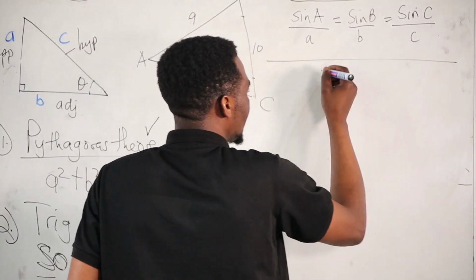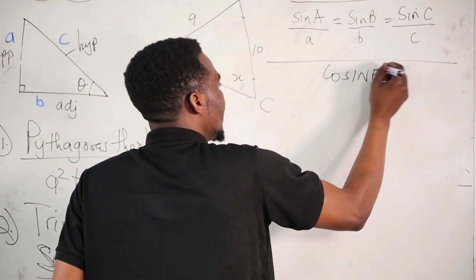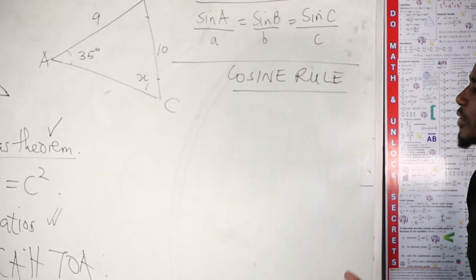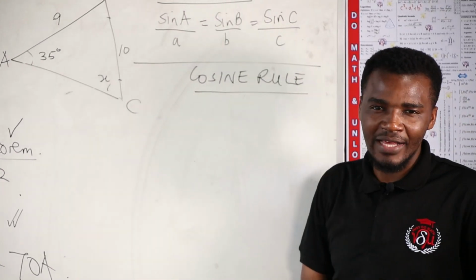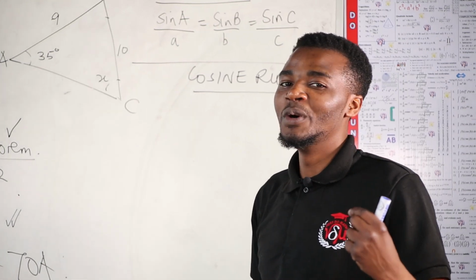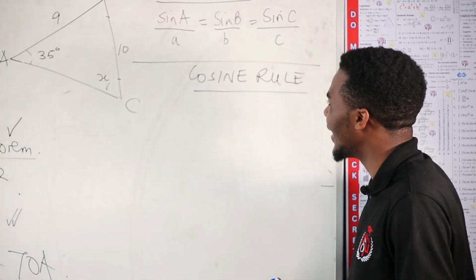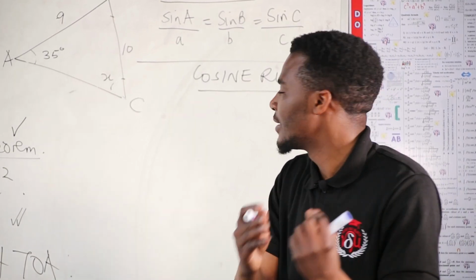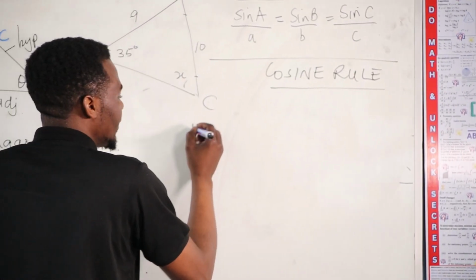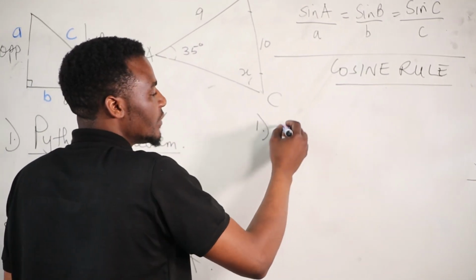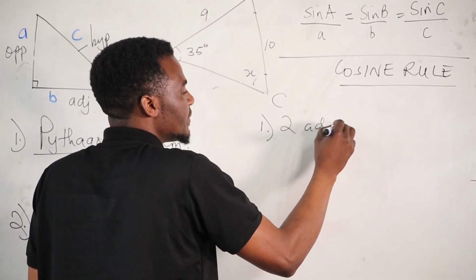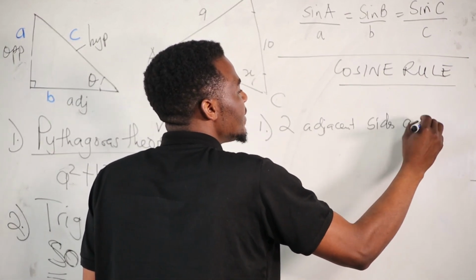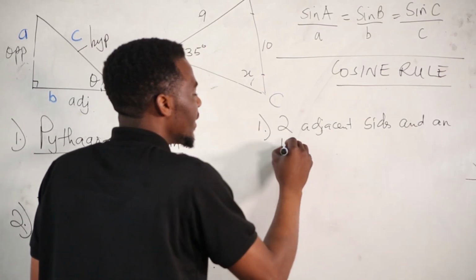What about the cosine rule? Sometimes the sine rule cannot do everything that we want. So what else do we do if the sine rule can't do the job for us? We have to use what we call the cosine rule. Okay, how do we use the cosine rule? Under what circumstances do we use the cosine rule? So case number 1, we use the cosine rule if we've got two adjacent sides and an included angle.